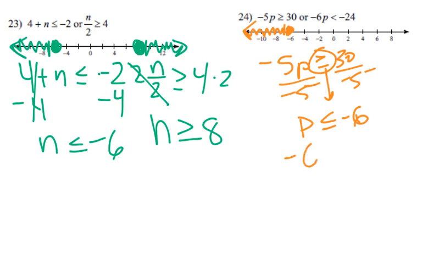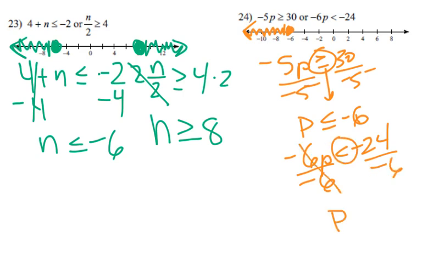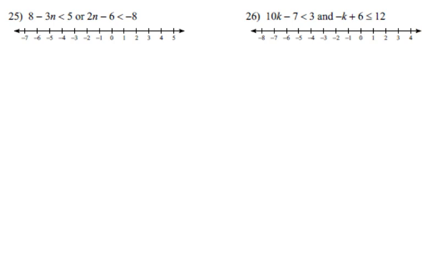Then we've got negative 6p is less than negative 24. So divide by negative 6. And we get p is, now because we divided by negative 6, we make it greater, not less than, and it's a positive 4. So hollow circle at positive 4 because there's no equal to, p is greater, shade to the right. Okay. 25. So 8 minus 3n is less than 5, or 2n minus 6 is less than negative 8.